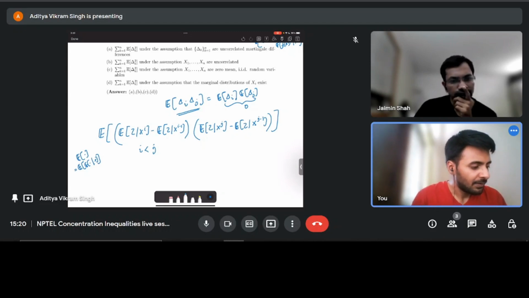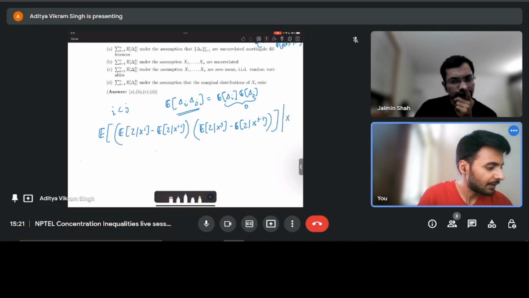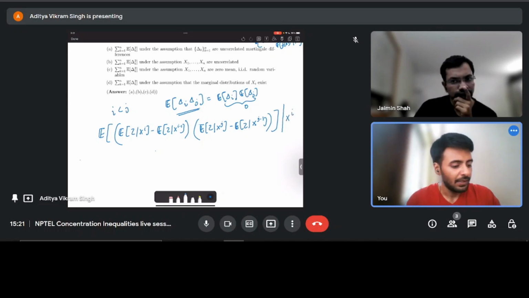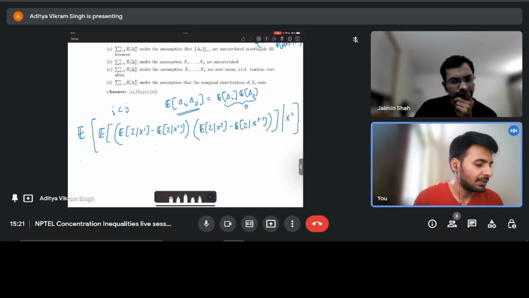So this complete expectation, we first wrote as an expectation of a conditional expectation, assuming i less than j. So we condition this whole quantity on x. What did you condition on? I think we condition on xi, and then we took this entire expectation. Okay, so this doesn't change anything. You took some conditioning and then you took an expectation outside.